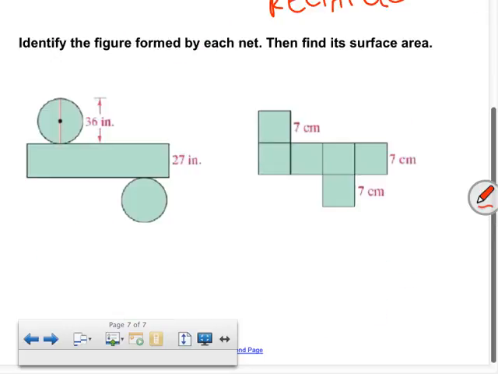What is the figure formed by this net on the left? Cylinder. What is this figure formed on the right? Cube. Who was thinking rectangular prism? Me? Okay, it is a rectangular prism, but when all the sides are squares, it is called a cube.